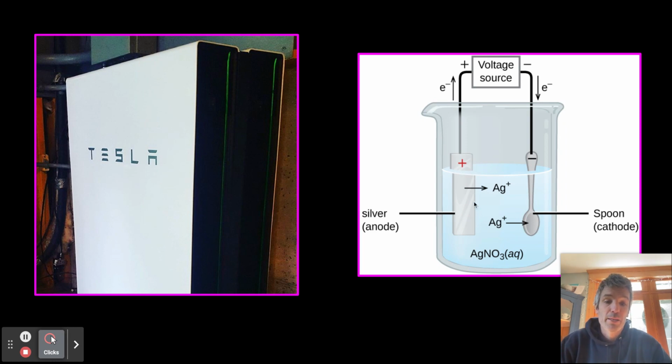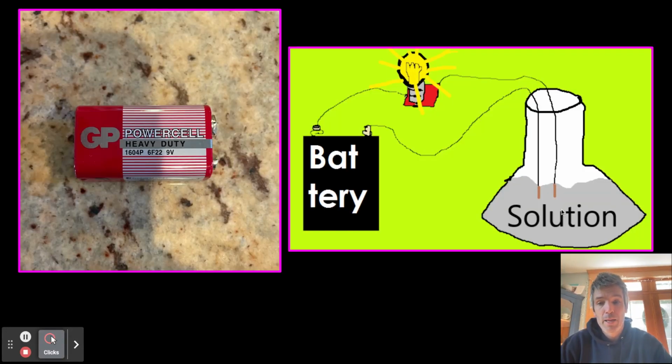Here I'm electroplating something. I'm taking the silver of the anode and putting it onto the spoon, which is the cathode. This is my electrolytic cell. This is electroplating. Now, this one, what is this battery? That's a galvanic cell. If I plug it in, I'm going to generate a current.